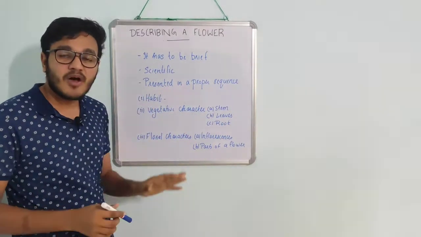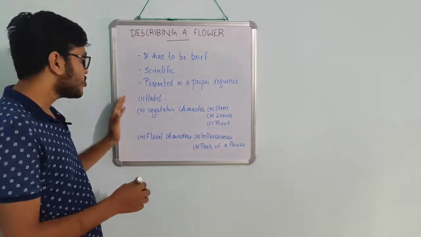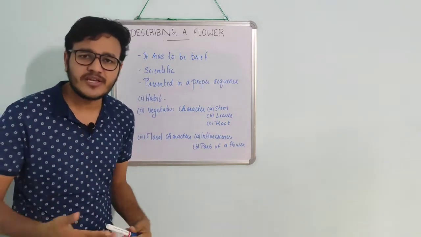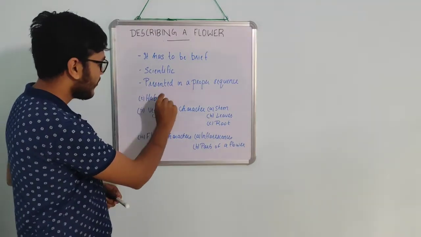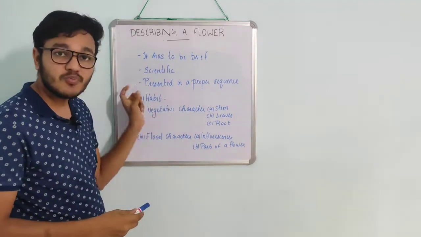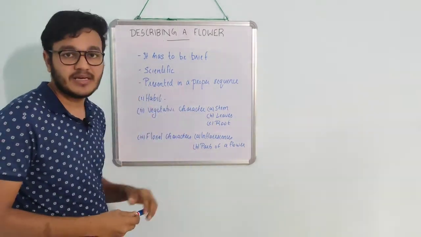Now, while describing a flower, what all should be included? The first one is habit. Suppose the plant is a shrub, or suppose the plant is a tree. You have to write the habit. It's a tree or shrub or a herb, whatever it is. You need to mention what habit is there.